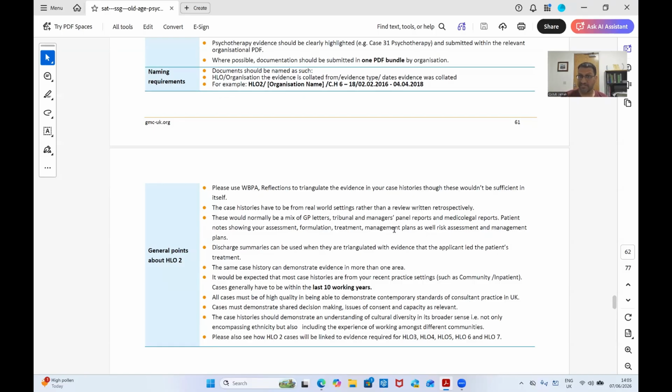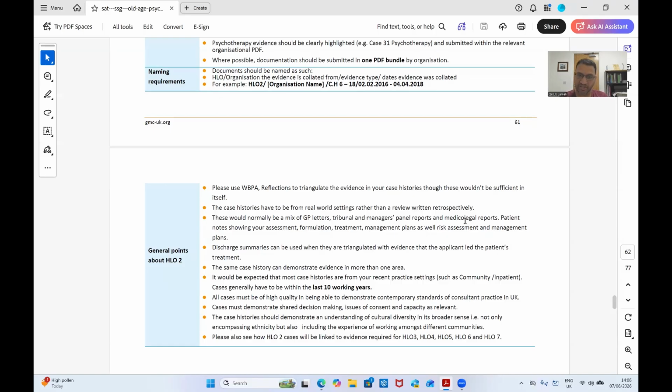As I already mentioned, tribunal, managers' panel reports and medico-legal reports. Section 49 reports you're doing sometimes, so that could be good evidence, but every piece of evidence has to be primary. When it's an inpatient, yes, the managers' hearing or tribunal report does help with that. But when you're doing any records on the electronic system, you can use that as well as primary evidence, as long as you've taken it from the electronic system. So make sure you're anonymizing that, and you can use that as well.